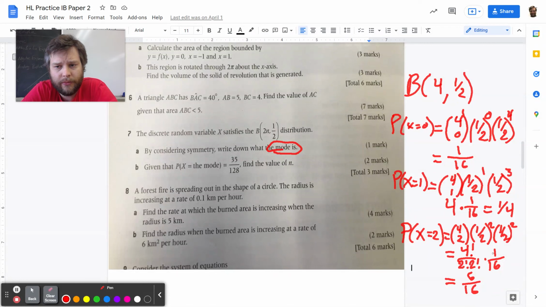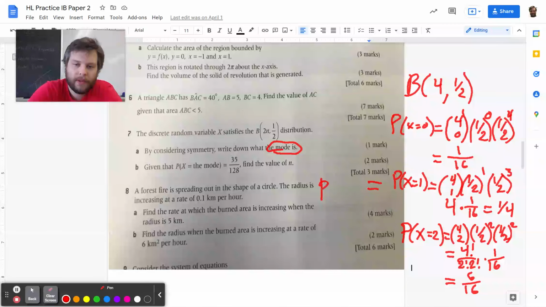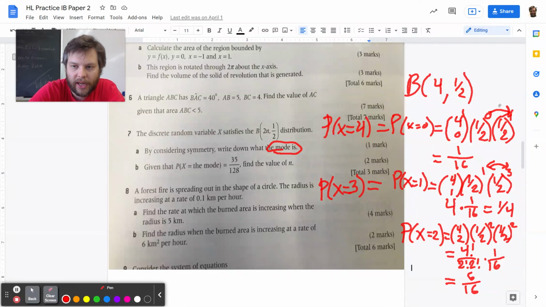And then here's the nice thing about the binomial distribution. When you have a probability of 1/2, the next value, P of x equals 3, is going to equal P of x equals 1, because 4 choose 3 is equal to 4 choose 1, and all that happens is I would interchange the 1 and the 3 right here. Same idea if I do P of x equals 4. And this assumption is only valid because I have p equal to 1/2. We have the equal probability of a success or a failure.